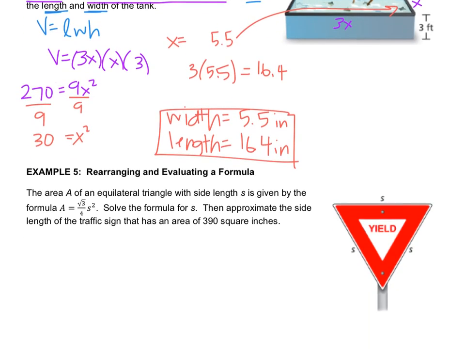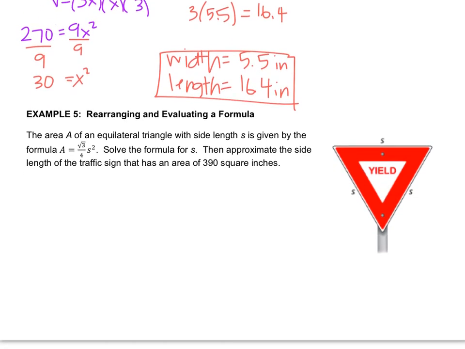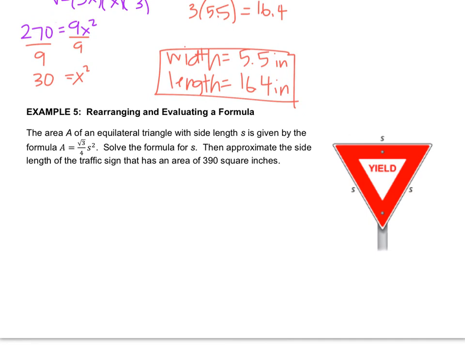Example 5, the area of an equilateral triangle with side length s is given by some crazy formula, and that actually is true. You're going to use this formula in geometry. They want us to solve the formula for s, so they want us to get the s by itself. Then, after that, we're going to approximate the side length if it has 30 square inches in its area.